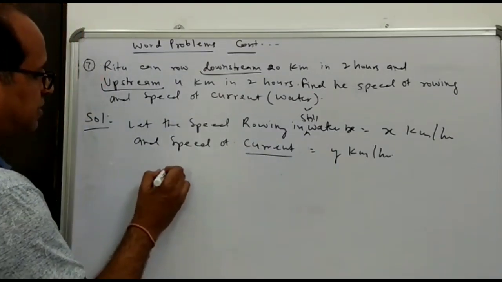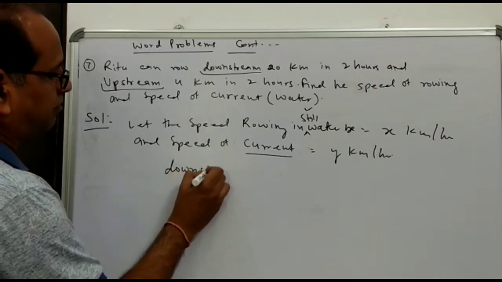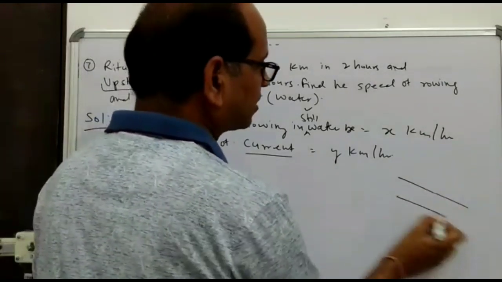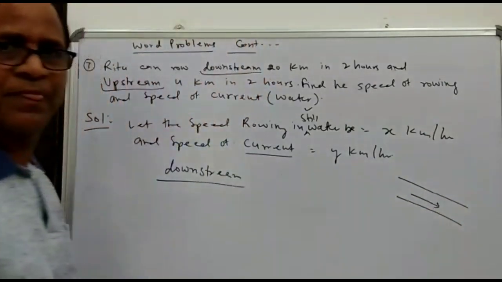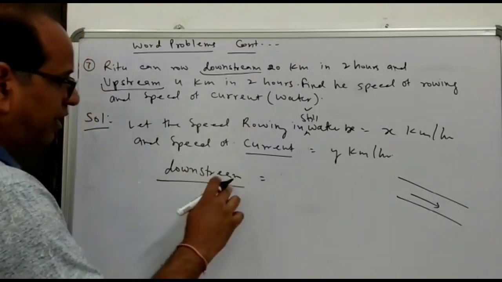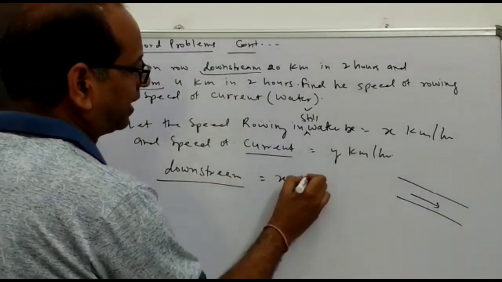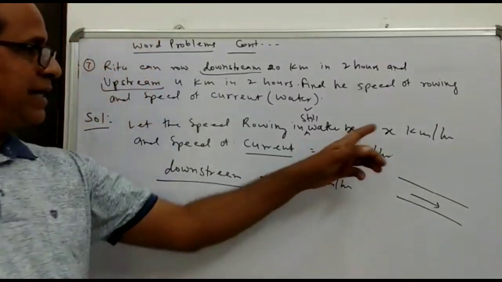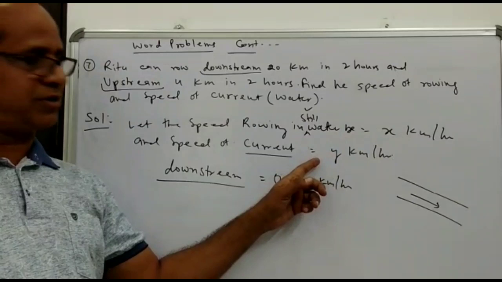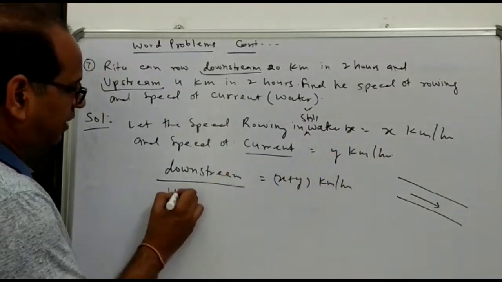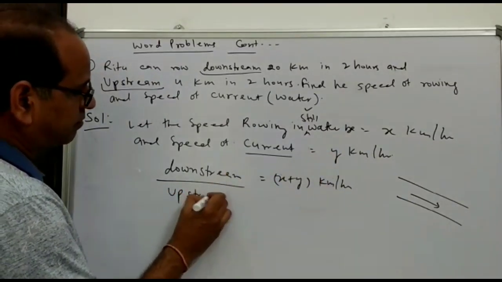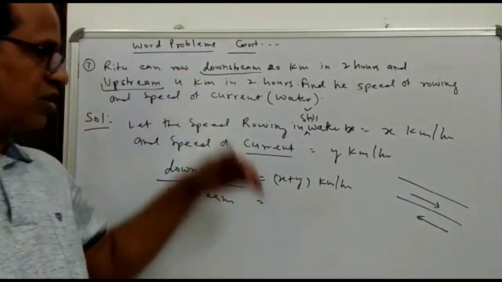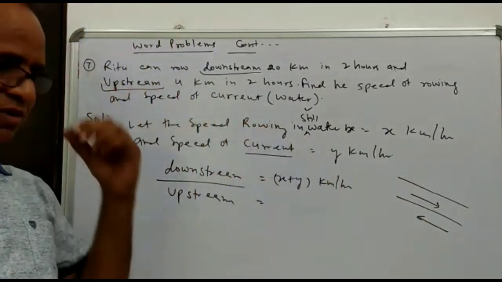Now, if the person is rowing downstream, you know what is the meaning of downstream? Downstream means going with the water. So when the person is moving downstream, the speed will be x plus y kilometer per hour, means his speed plus the speed of water. But if he is moving upstream, means in the opposite direction of the water.